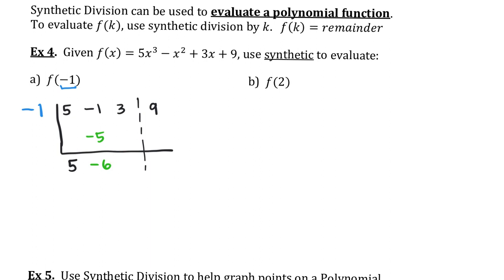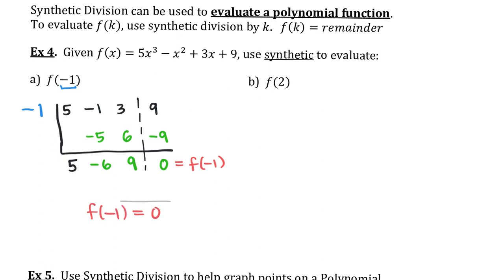-1 times -6, positive 6. Okay, add down, 3 plus 6 is 9. Okay, -1 times 9 is -9. 9 minus 9 is 0. Okay, now the remainder is the answer. So this is actually what f of -1 is. So f of -1 is equal to 0.